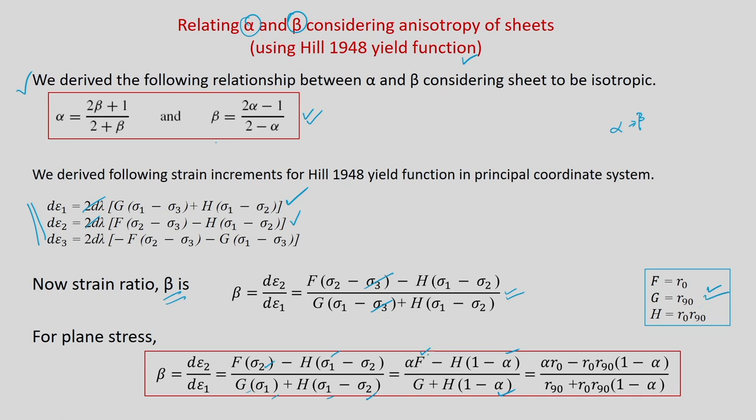Now, the only thing is, we have to replace these with the plastic strain ratios. F is nothing but r0, so replace it with r0. H is nothing but r0, r90, replace it. G is nothing but r90, replace it. This fellow is r0, r90. So, finally, you will get this simple equation. Beta is nothing but alpha r0 minus r0, r90 into 1 minus alpha divided by r90 plus r0, r90 into 1 minus alpha. Right? Very simple equation.